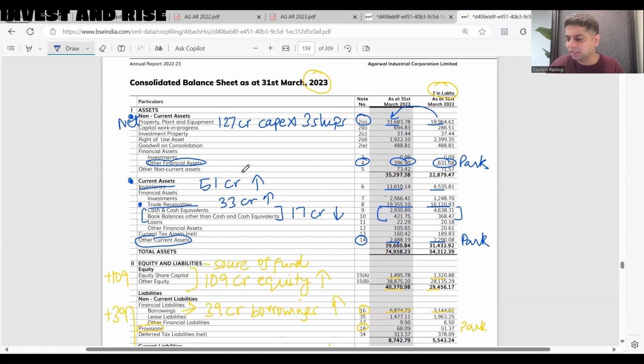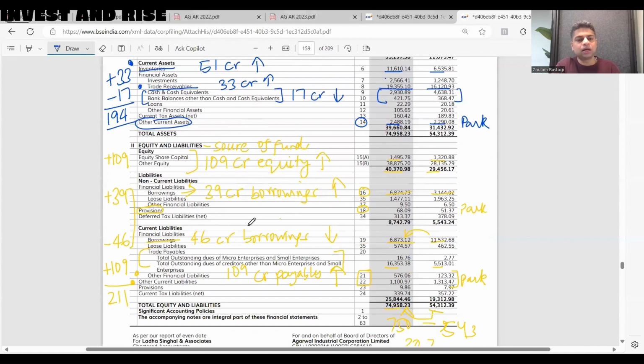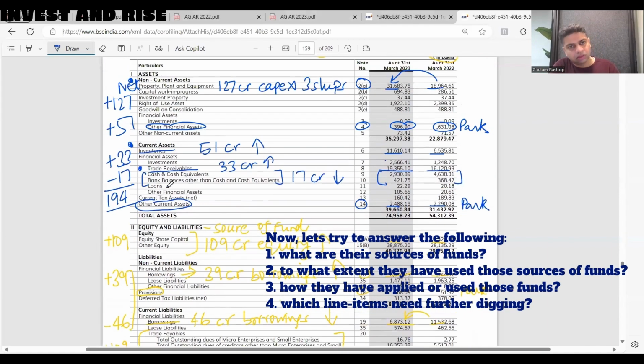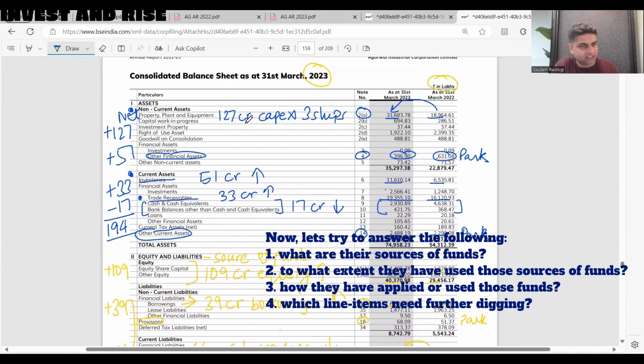So now let's conclude. So abhi humne kya dekha? 127 CR ka, there's a capex uptick. Plus 51 CR ka, there is inventory. Plus 33 ka, there is receivable. Minus 17 CR, cash reduction. Totally 194 increase in assets. So what it tells us is that around 200 source of funds have funded your capex, 127 CR. Okay. It has also funded the increase in your inventory as well.